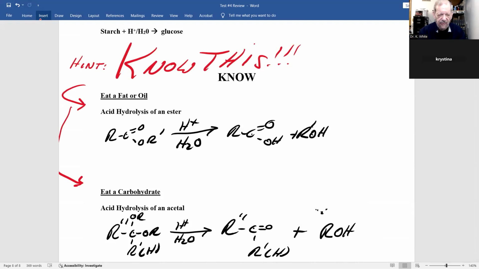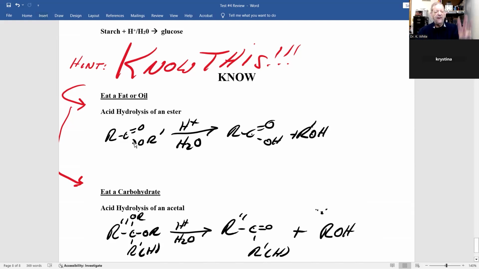Leaving my class, you should know how to describe with words and a general reaction what happens in your stomach when you eat a fat or oil. For all fats and oils, the functional group is an ester. And because of the acid and water, the reaction that breaks down fats and oils is described as acid hydrolysis of an ester.